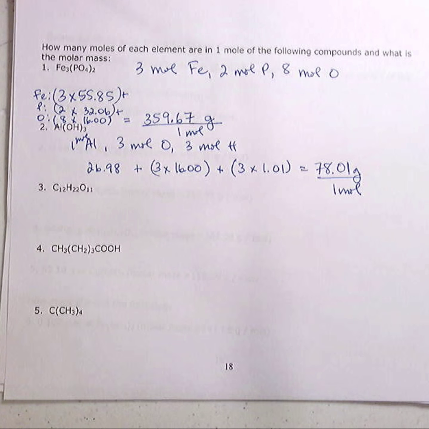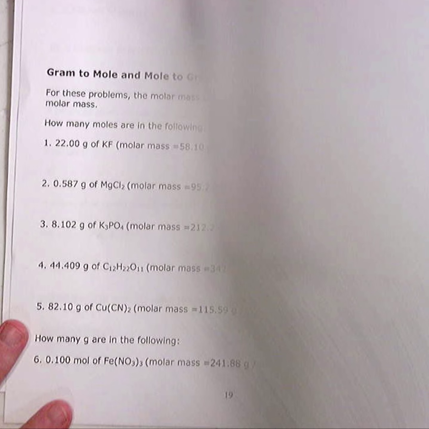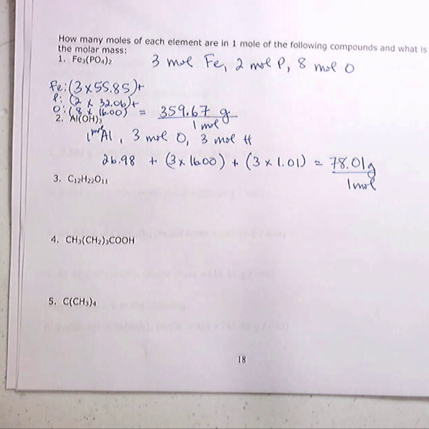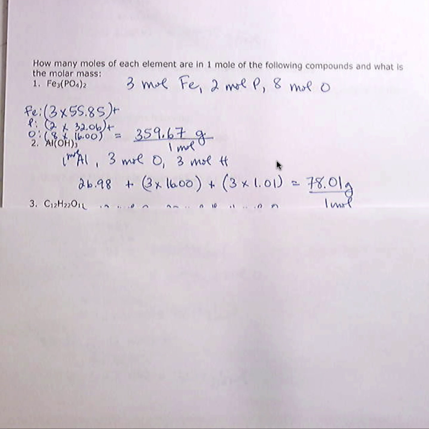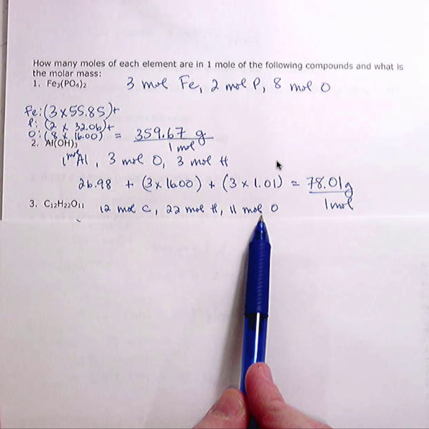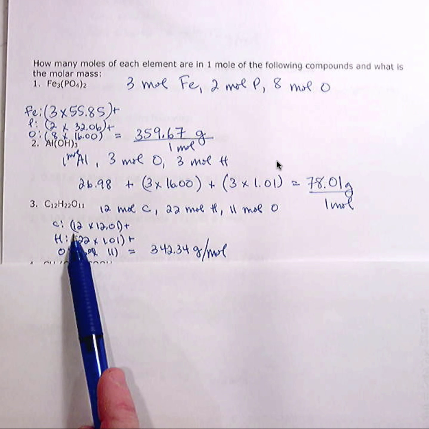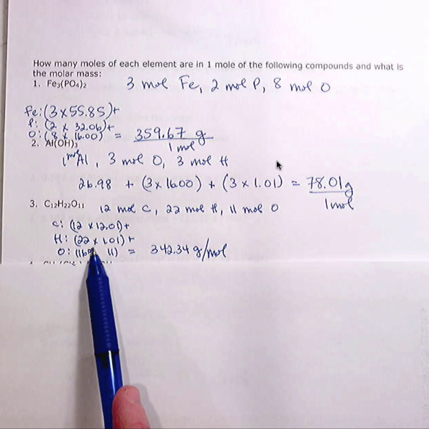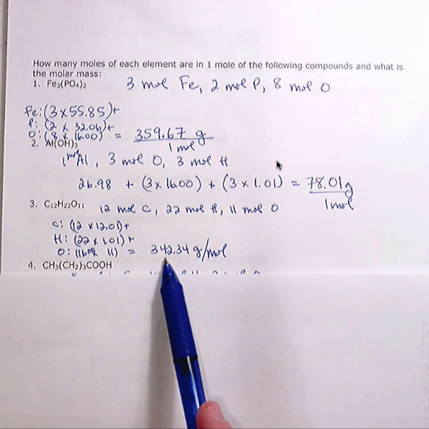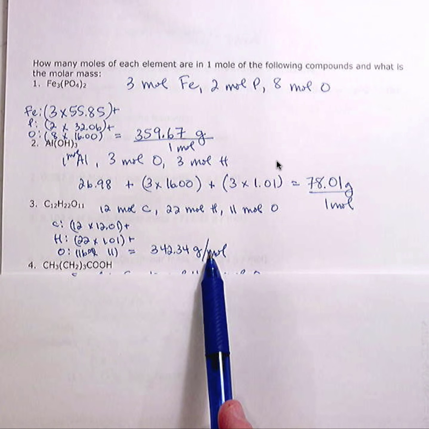Okay, so you're going to continue to do that for the next 5 problems. It's a good idea to practice this on your own, because on the exam, you'll need to do this on your own. So I want you to hit pause, and then we'll work through the solutions when you come back. Okay, on number 3, there are 12 moles of carbon, 22 moles of hydrogen, and 11 moles of oxygen. The molar mass would be 12 times 12.01, 22 times 1.01, and then oxygen would be 11 times 16, giving you a molar mass of 342.34 grams per mole.